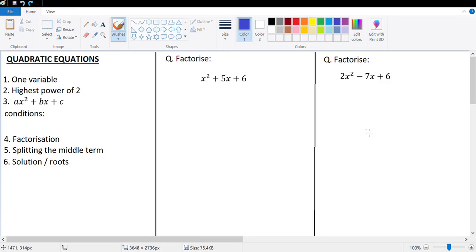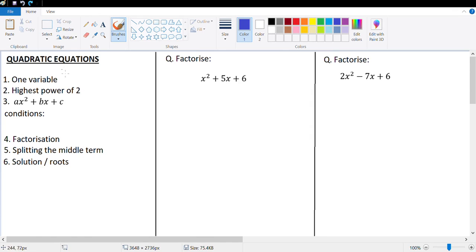Hi guys, let's start a new chapter. It's called quadratic equations. So we've done some part of quadratic equations in terms of what it looks like in class 8 as well as class 9, where we did factorization. Let's look at the basics that we already know.